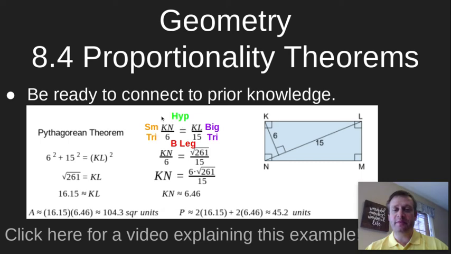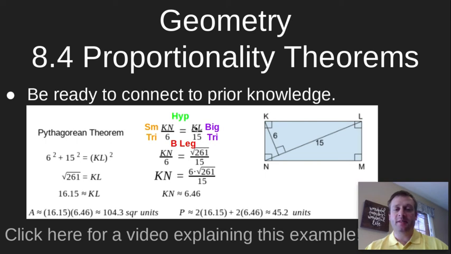So we can set up the following proportion. KN is the hypotenuse of the smallest triangle. It corresponds to the hypotenuse of the biggest triangle. 6 is the big leg on the smallest triangle. 15 is the big leg on the bigger triangle. So when we get this set up, we got hypotenuses across the top. Again, got to set up our proportions with some sort of meaning. We've got our big legs on the bottom. We got the numbers from the small triangle on the left, the numbers from the big triangle on the right.